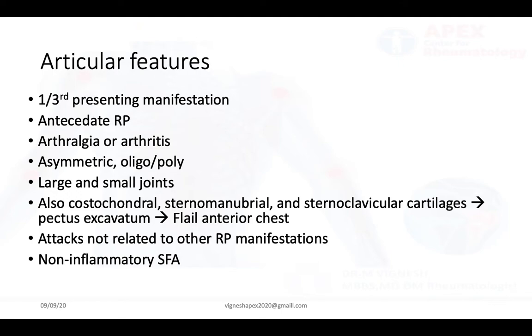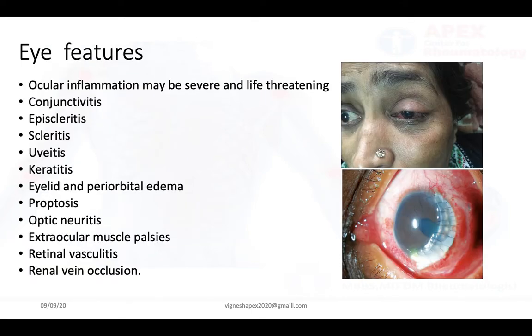I told you the symptoms of arthritis could be a feature of rheumatoid arthritis or lupus also. So RP does not come alone, please remember. RP can be either primary or secondary. So in those secondary cases, steroids, immunosuppression and immunomodulation would help in decreasing the synovitis.